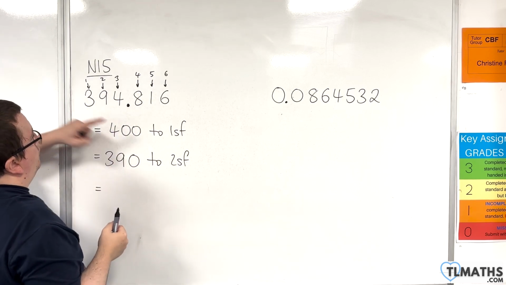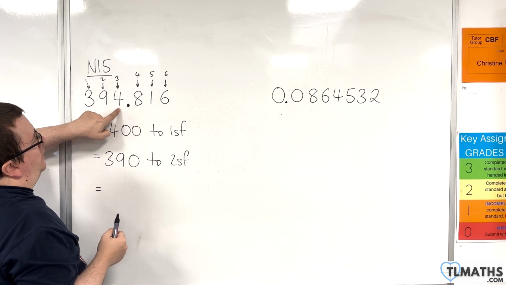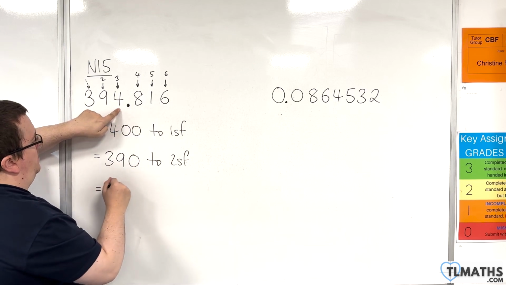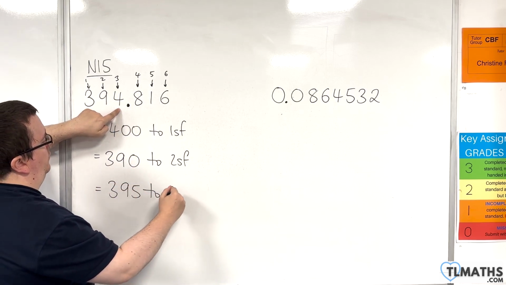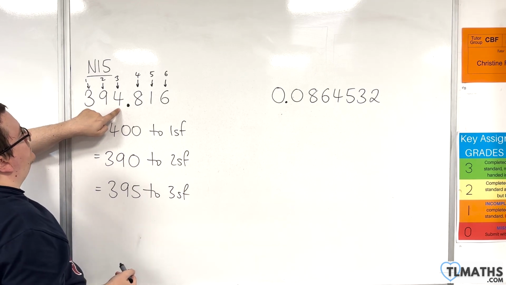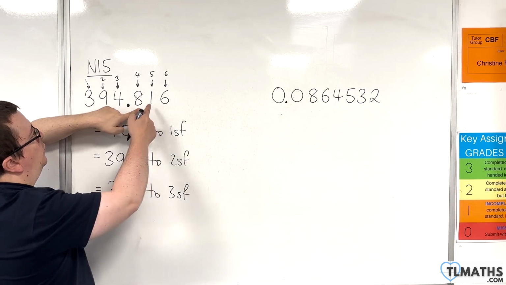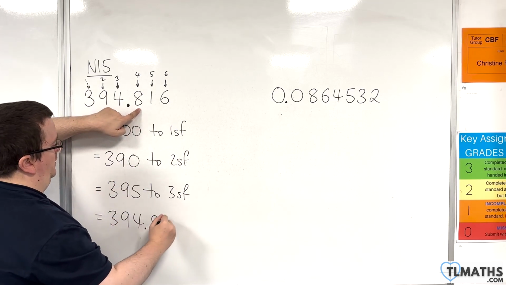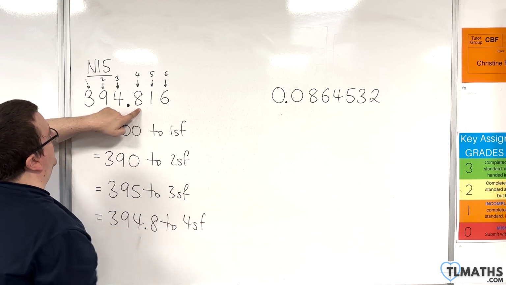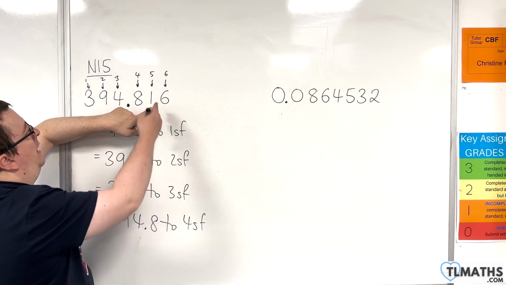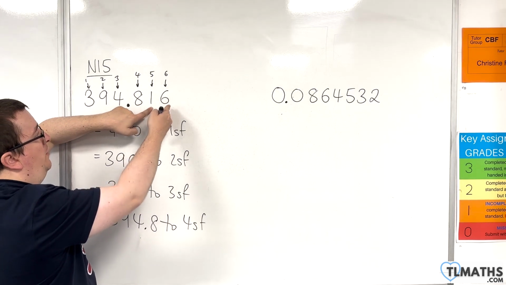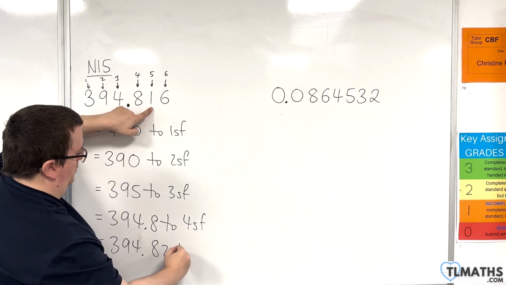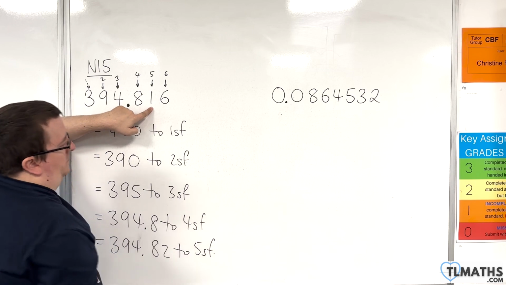So if I was rounding this to 3 significant figures, I would look at the third significant figure position. 1 to the right is 5 or more, so I round this up, and it's 395 to 3 significant figures. To 4 significant figures, I look 1 to the right, I would round this down, so it would be 394.8 to 4 significant figures. And I could do 5 significant figures. 1 to the right is 5 or more, so I round this up, and that'd be 394.82 to 5 significant figures. Okay?